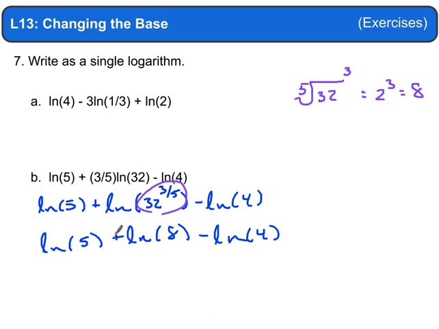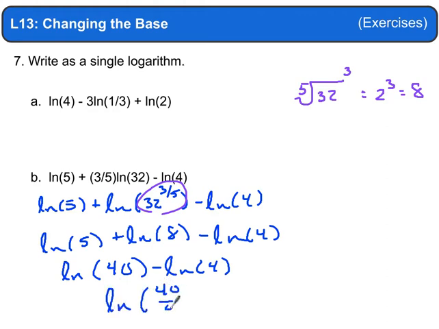So since this is a plus sign, we can multiply this. So you get the natural log of 5 times 8, which is 40. And if we see a minus sign, that means division. So as a natural log, you get 40 divided by 4. So 40 divided by 4 is 10. So you get the natural log of 10.